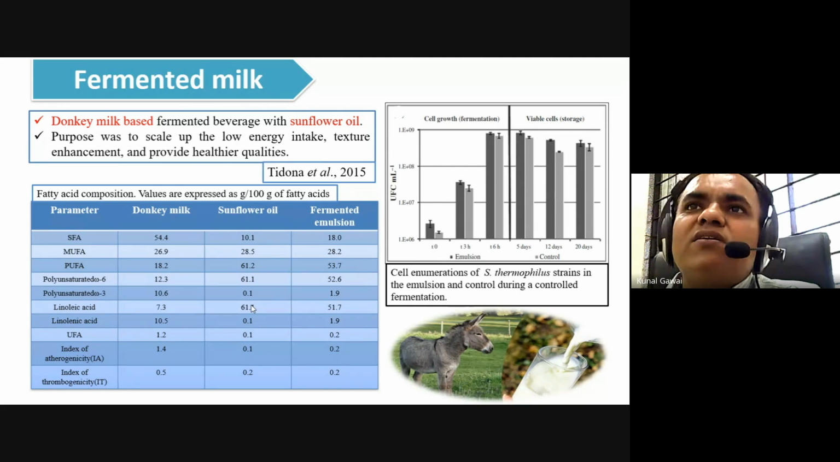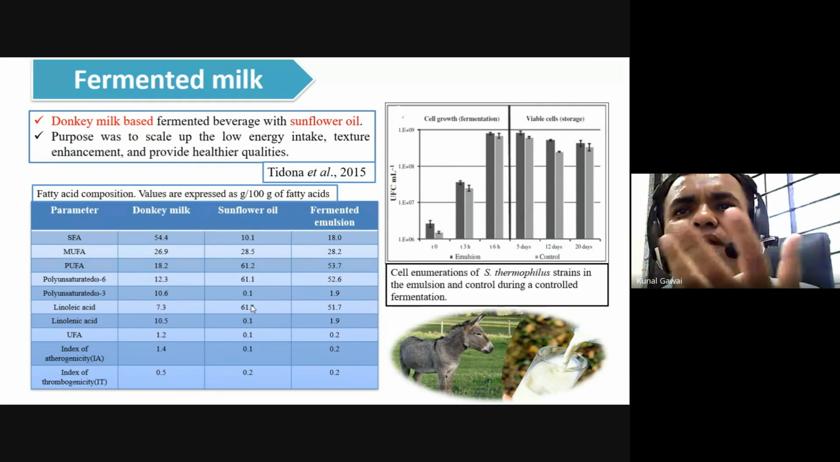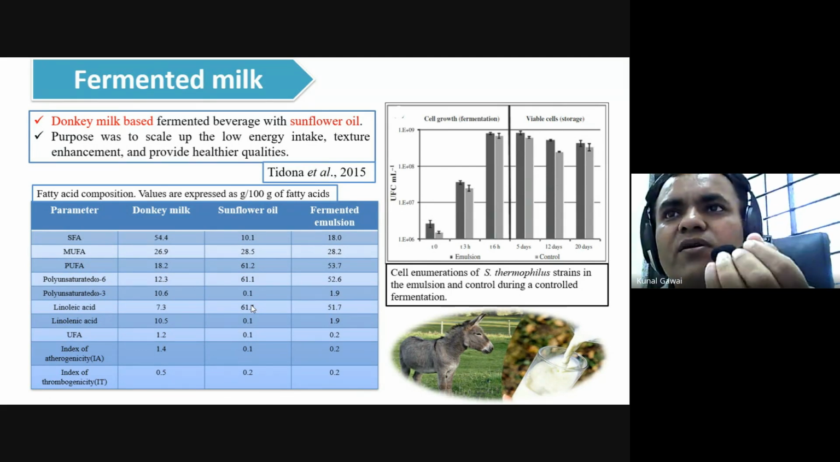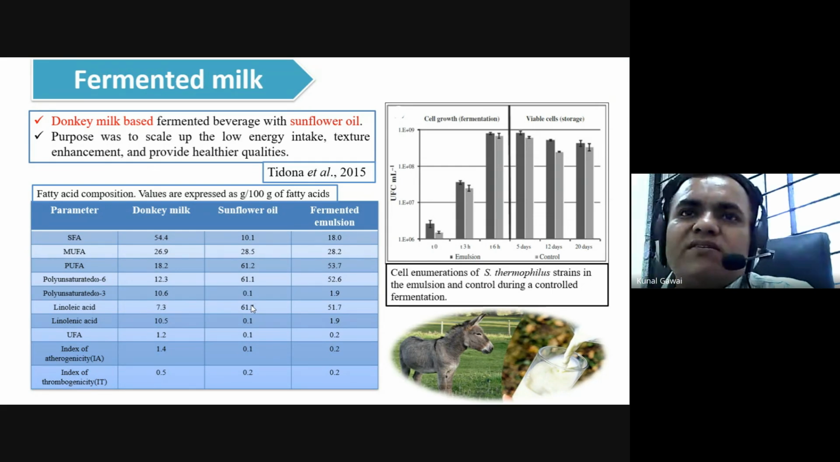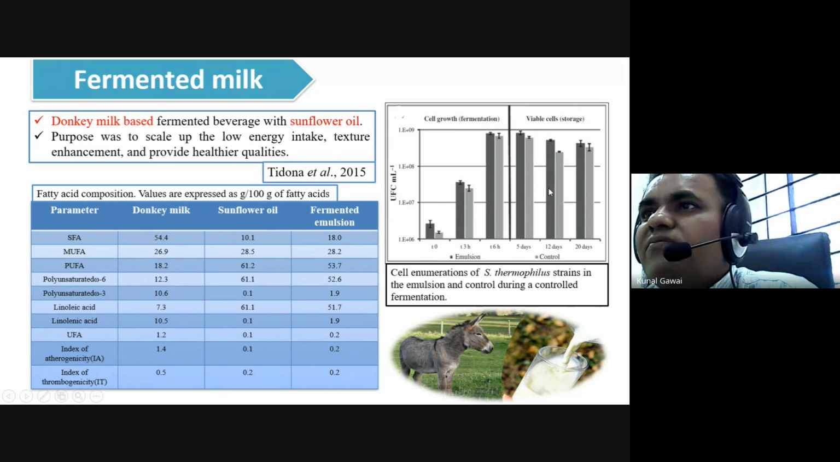In the case of fermented donkey milk, some scientists tried adding sunflower oil. They performed it in three ways: plain donkey milk, sunflower oil, and fermented emulsion. What we can see is the cell count of Streptococcus thermophilus strain in the emulsion and in the control during control fermentation. Both results are around the same, without much significant difference, but the protection from microencapsulation of any specific component, particularly in emulsion type conditions, is higher. We can see here at initial stages also it is higher, slightly more than the control sample.